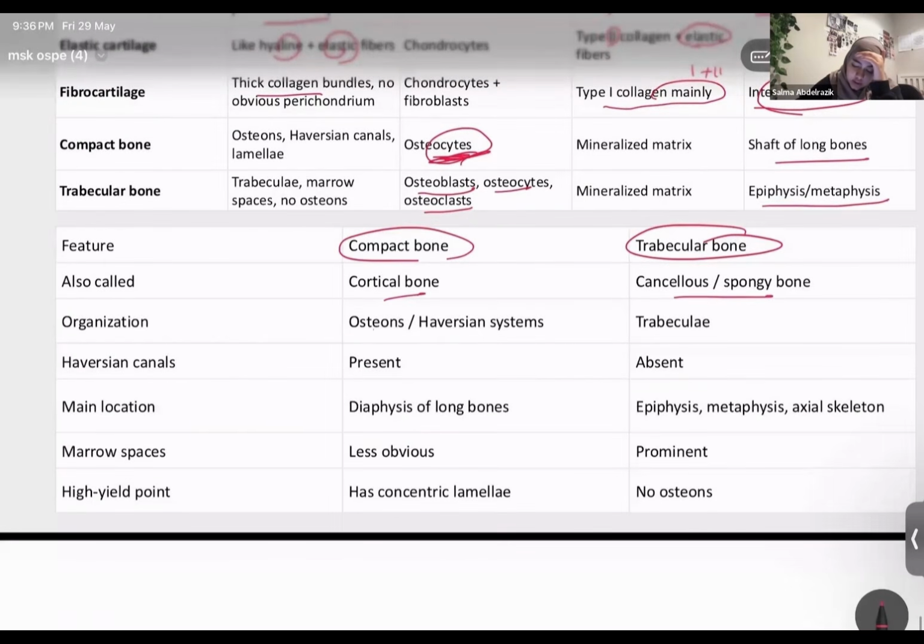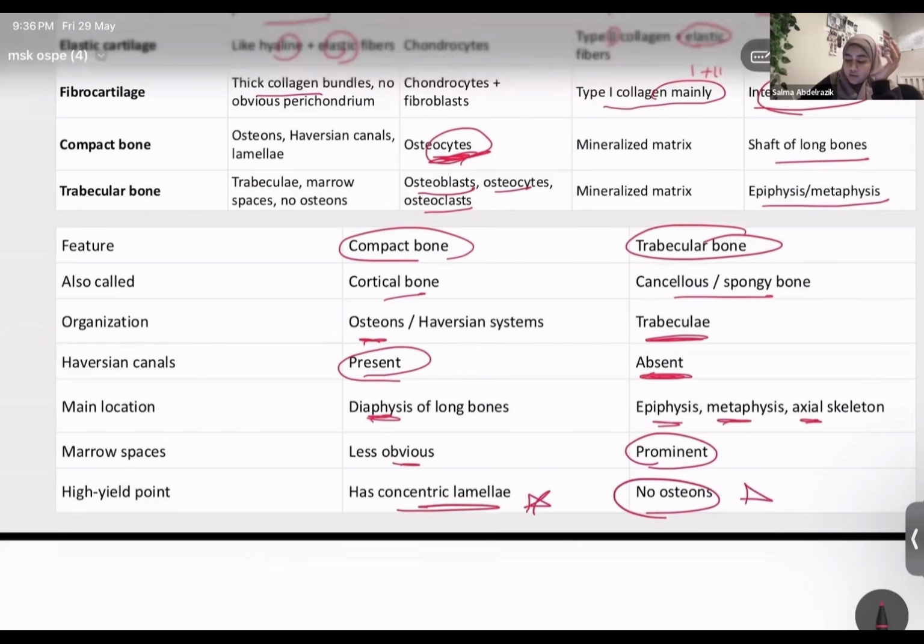So this is cortical, this is spongy. This has osteons, this has trabeculae, no osteons. This has a Haversian canal, this doesn't show them. This is in the diaphysis, this is epiphysis, this is the metaphysis, axial skeleton. The marrow spaces here are less obvious, here they're more prominent. And how you'll point them out, this has concentric lamellae, this one has no osteons.